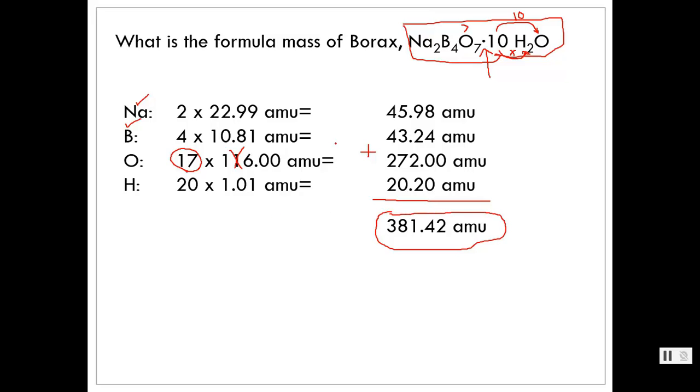So you should feel comfortable being able to find the atomic mass or formula mass for molecules as simple as water, but also as complex as this.